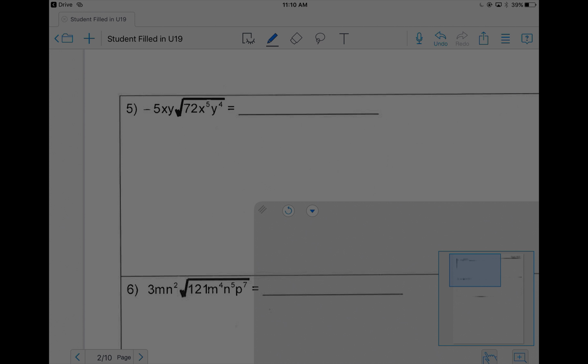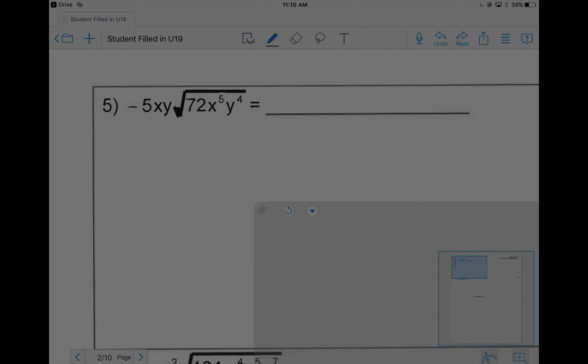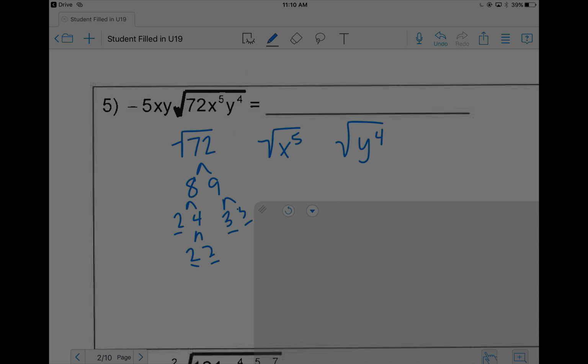Problem 5, we're going to do the same thing. We're going to simplify the square root first. So we have the square root of 72, x to the 5th, and y to the 4th. So 72, I put it in my calculator and it doesn't work nicely. 72 can be multiplied by 8 times 9. 8 can be broken up into 2 and 4. 4 cannot be broken up further. 2 cannot be broken up further. 4 can be broken up into 2 and 2. 9 could be broken up into 3 and 3.